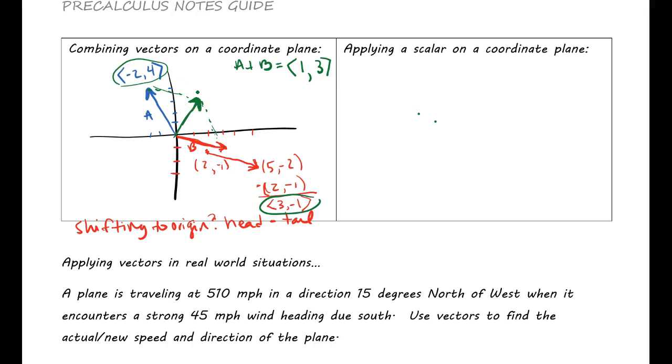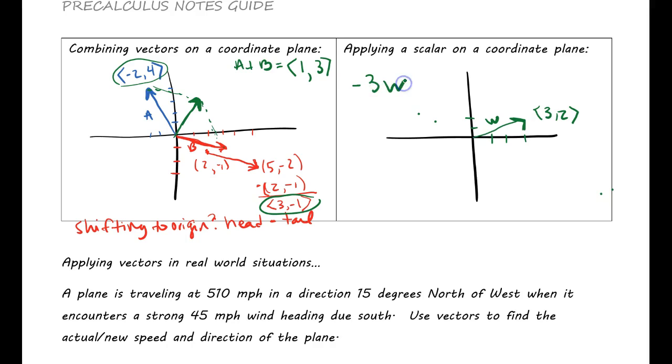So what about applying a scalar on a coordinate plane, okay? Well, applying a scalar is actually easier than what we just did. Let's say that I have this vector right here. Okay, so this is the vector 3, 2. And if the vector 3, 2 has been drawn and somebody asks me, okay, let's give it a name W, I want you to do -3W.